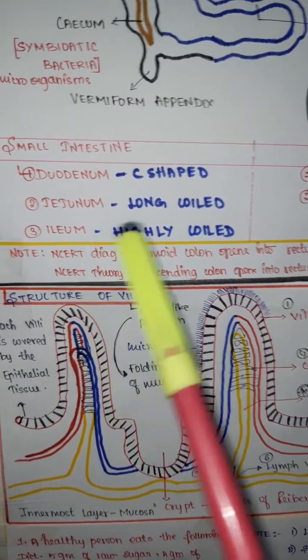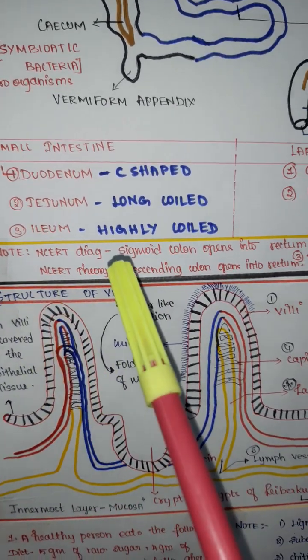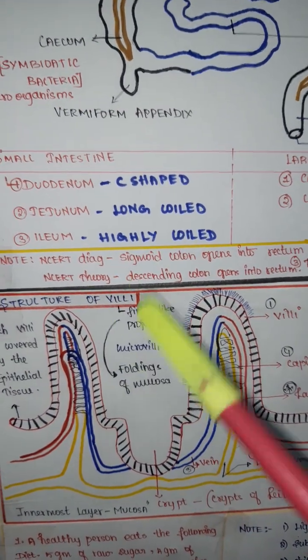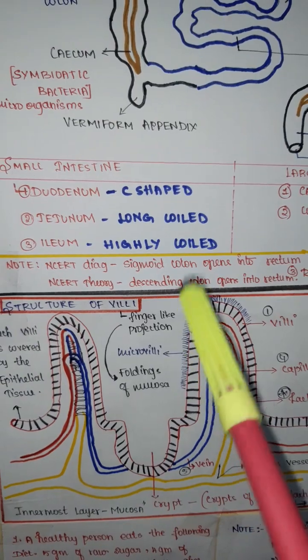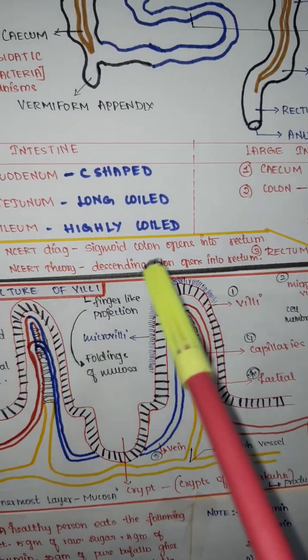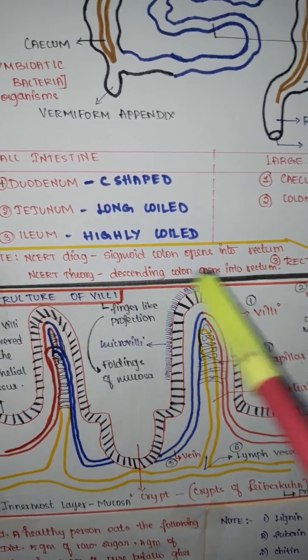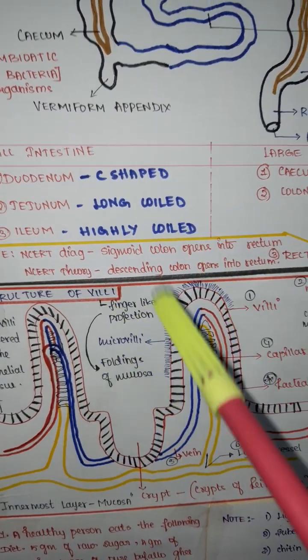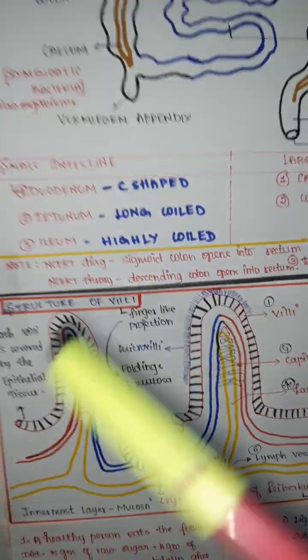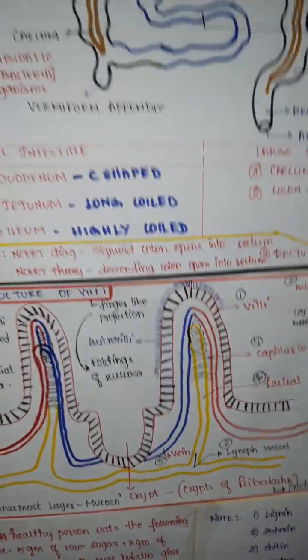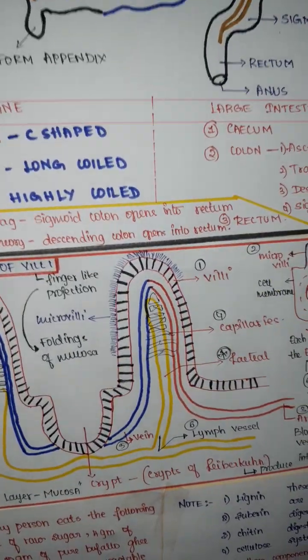So coming to this part, as I've given again, I'm insisting so that you can go back to your book or material and know this point, very important. In the NCERT diagram, the sigmoid colon opens into the rectum, it's been given like that. But in the NCERT theory, the descending colon opens into the rectum, it's been given like that. So please note it down. When it comes in the question, you have to give the right answer accordingly.